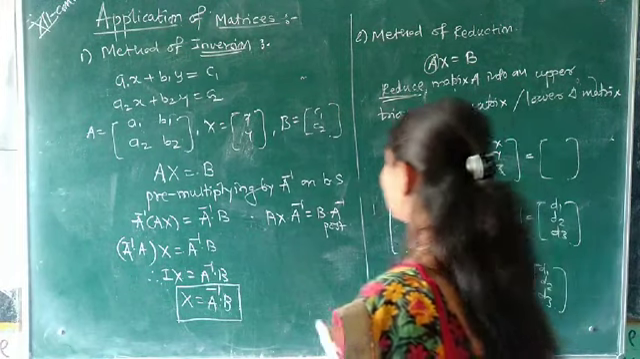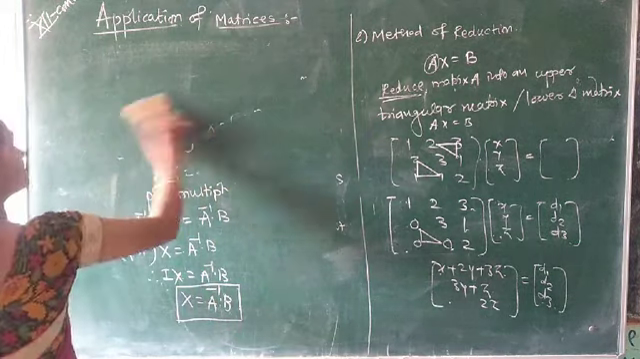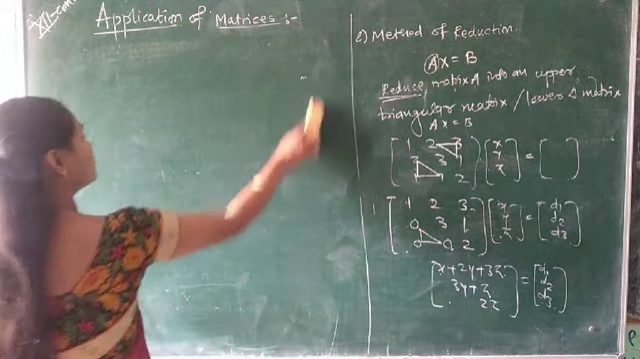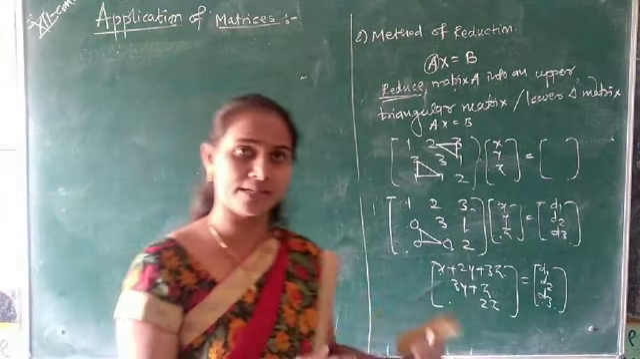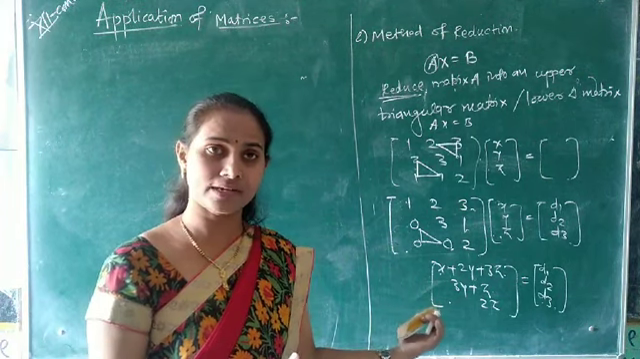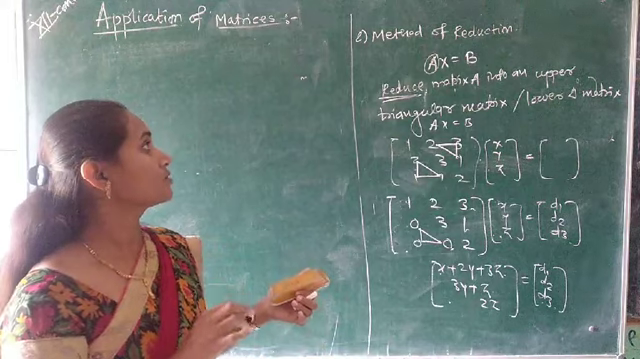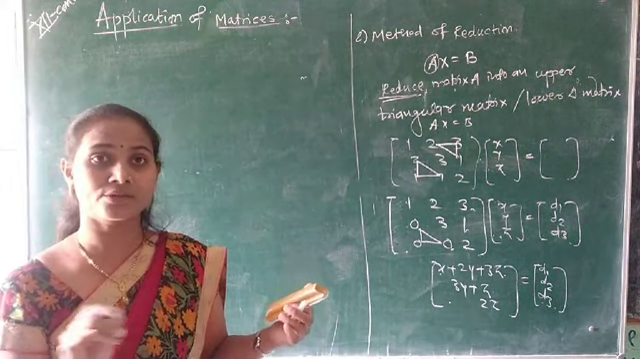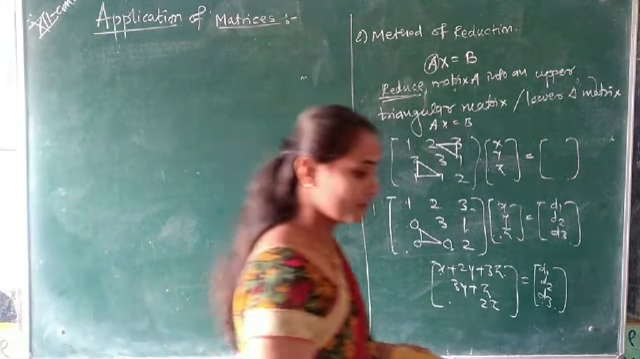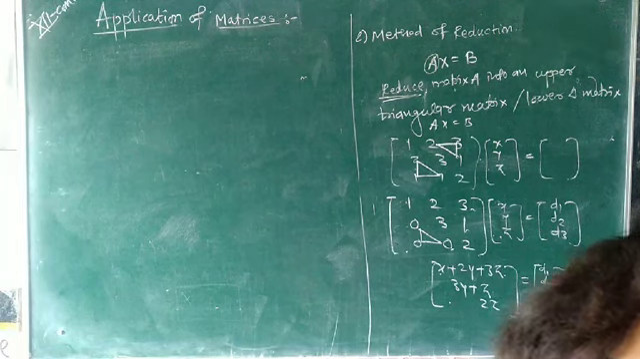Solve the following equations by method of inversion. By method of inversion, and don't confuse the two methods. Inversion means we have to find the inverse and get the solution, and if we are asked to find the solution by the method of reduction, then in that method we have to reduce the matrix. So first, find the solution by using the method of inversion.